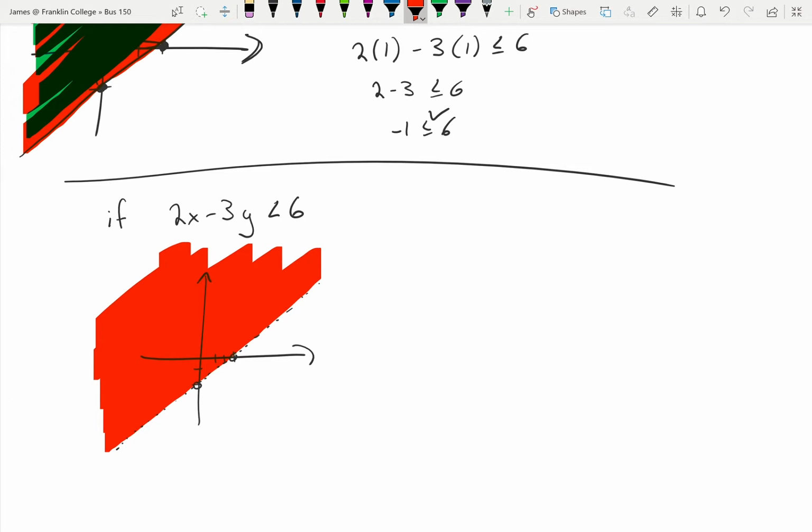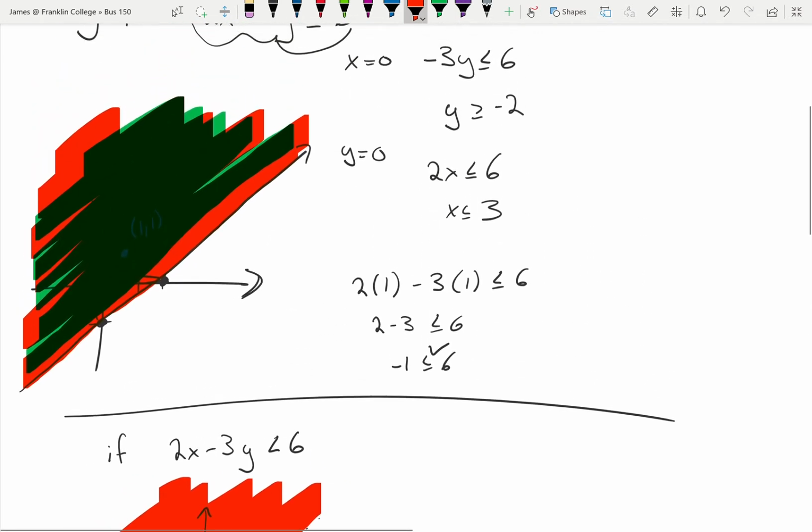So now we are indicating that all points in the shaded region up to, but not including the line, are going to be solution points to our linear inequality. So that's how we deal with when it's just less than or greater than with no equals to part, is that we draw a dotted line.